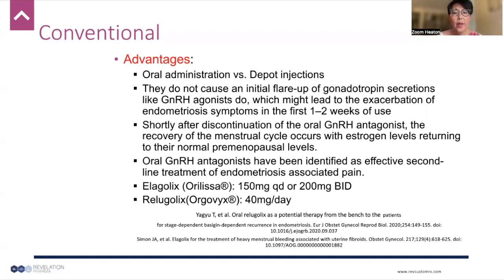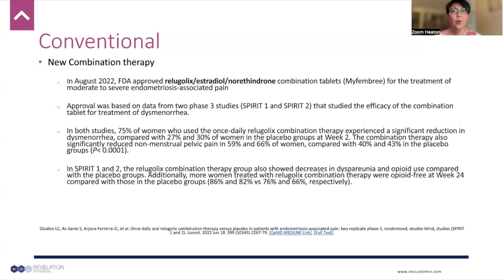So we have elagolix or Orilissa at 150 milligrams a day or 200 milligrams twice a day, and Relugolix, which is Orgovyx, 40 milligrams a day. There is a new combination therapy released in August of 2022. FDA had approved the Relugolix, estradiol, and norethindrone combination, or Myfembree, for moderate to severe endometriosis-associated pain.